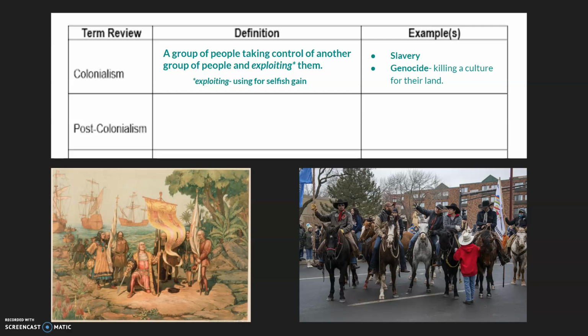So in real life, here's some examples of colonialism. We have slavery, people working without pay and in terrible conditions usually, sometimes taken from their homelands. And genocide is another way that we've seen colonialism play out. That usually includes killing an entire culture of people, usually for their land or for a different set of beliefs. So make sure that you get down these definitions. Pause the video if you're still writing, and then you can resume it when you're done.